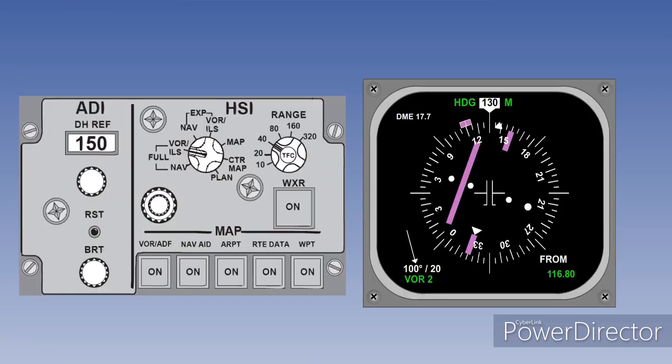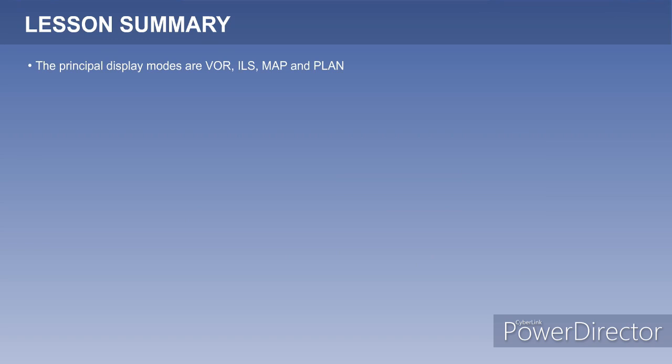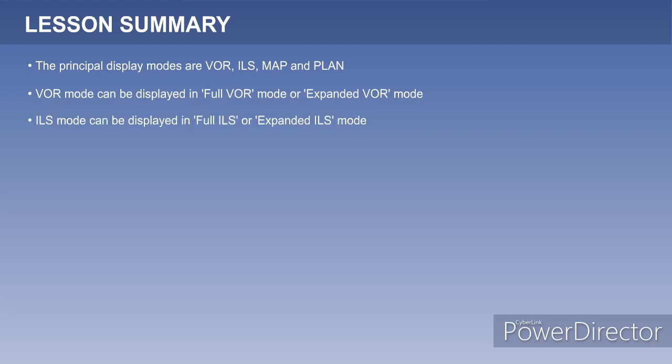The lateral deviation bars have different scalings depending on the mode selected. For VOR, it is 5 degrees per dot. For full ILS, it is 1 degree per dot. For expanded ILS, it is half a degree per dot. The principal display modes are VOR, ILS, MAP, and Plan. VOR mode can be displayed in full VOR mode or expanded VOR mode. ILS mode can be displayed in full ILS mode or expanded ILS mode. The modes are selected using the controls on the EHSI section of the EFIS control panel.